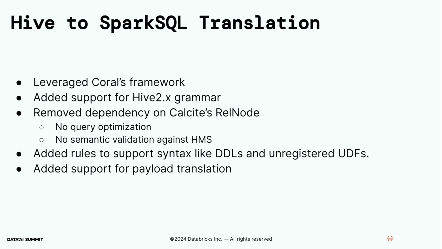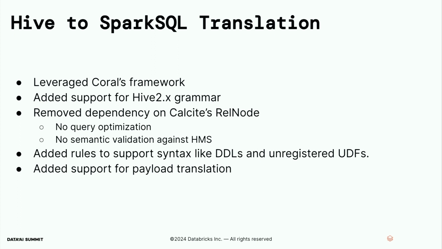Now let's take a deeper look into how we did the translation. For translation, we leveraged LinkedIn's open source service called Coral. We leveraged its framework, but we could not use it as it is. For example, Coral did not support Hive 2.x grammar. It only supported Hive 1, so we added support for the same.